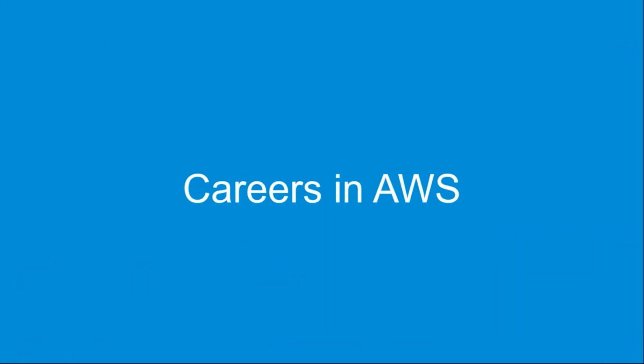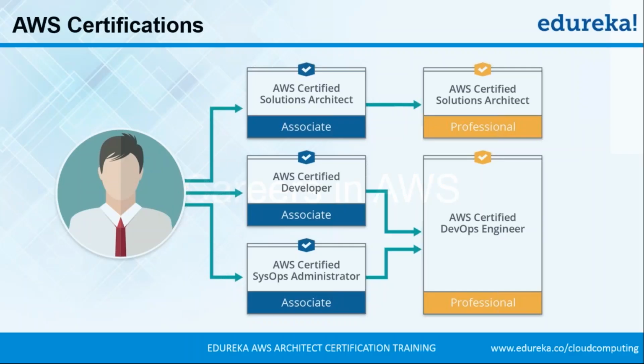AWS. In this section, we'll be discussing the AWS certifications. So let's see what certifications are offered by AWS. AWS offers certifications at two levels. The first level is the associate level, and the next level is the professional level. At the associate level, you have three kinds of certifications. The first one is AWS Certified Solutions Architect. You have AWS Certified Developer. You have AWS Certified SysOps Administrator, right?